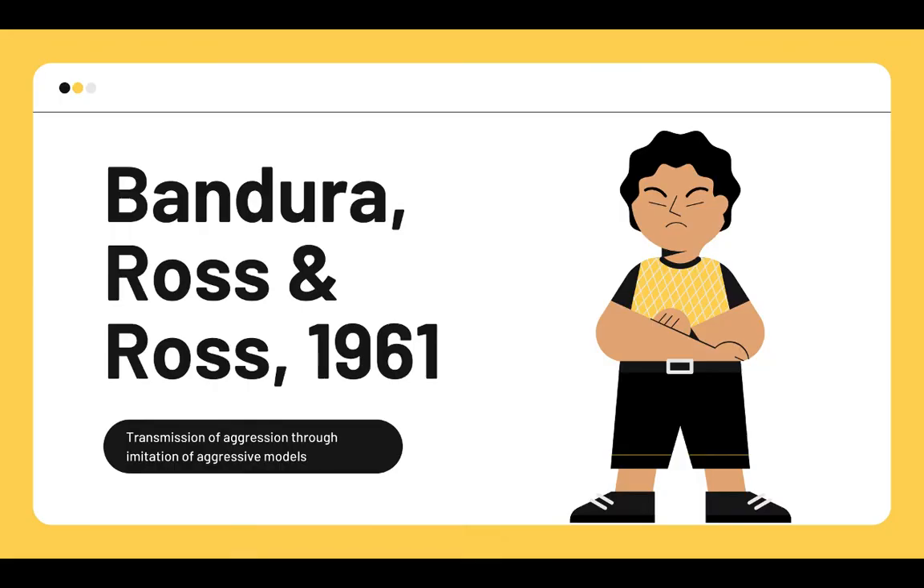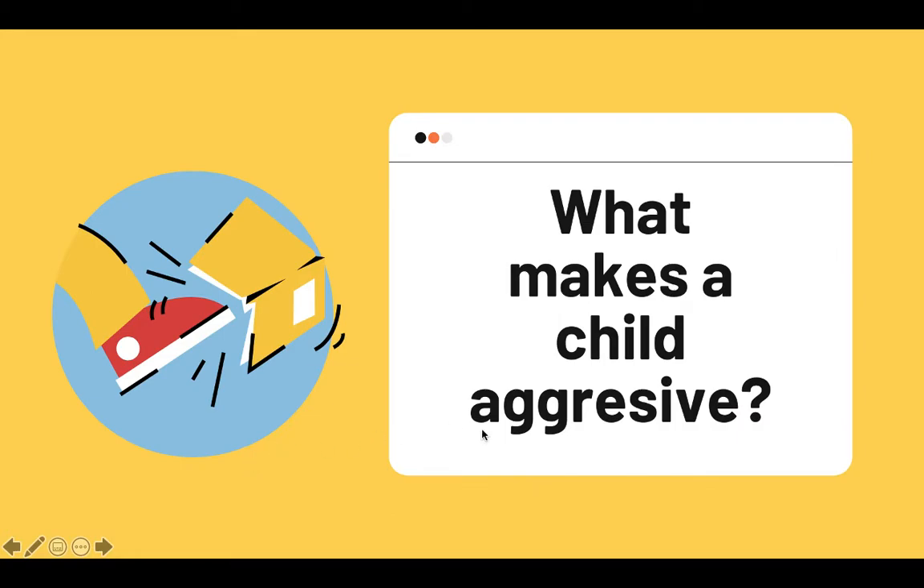Okay. So let's focus on our first study, Bandura, Ross, and Ross, which is transmission of aggression through imitation of aggressive models. So now, if you think about it, what makes a child aggressive? Have you encountered a very aggressive child? Someone who likes to kick, punch, throw things, or say things. Now what makes them like that? What makes a child aggressive?